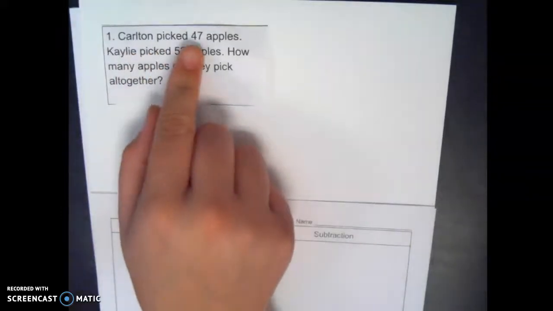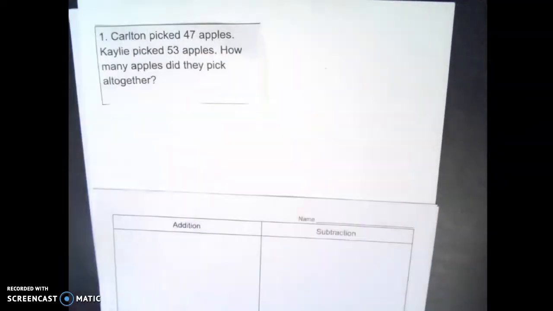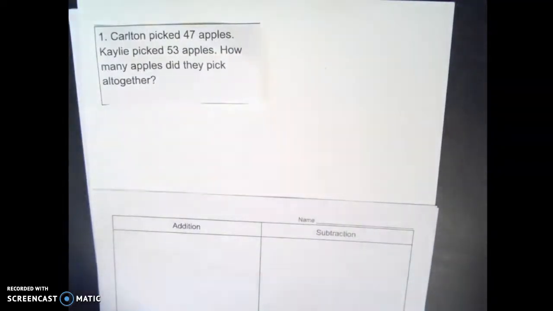So Carlton picked 47 apples. Kaylee picked 53 apples. How many apples did they pick all together? Well, I need to think about this problem.